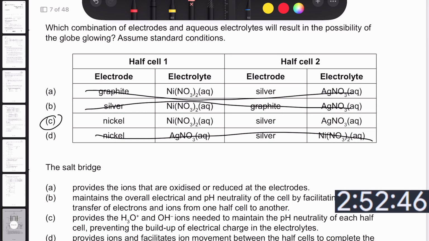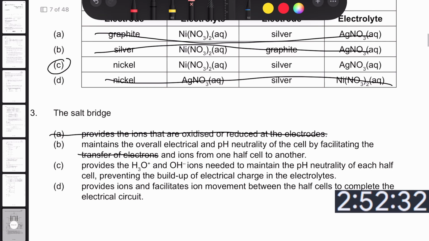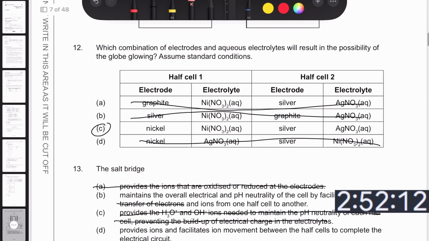The salt bridge provides the ions that are oxidized or reduced. That's no. Transfer facilitating electrons and ions. It doesn't transfer the electrons. No, provides ion facility. Let's complete the electrical circuit. Transfer of electrons and ions. It doesn't provide ions.